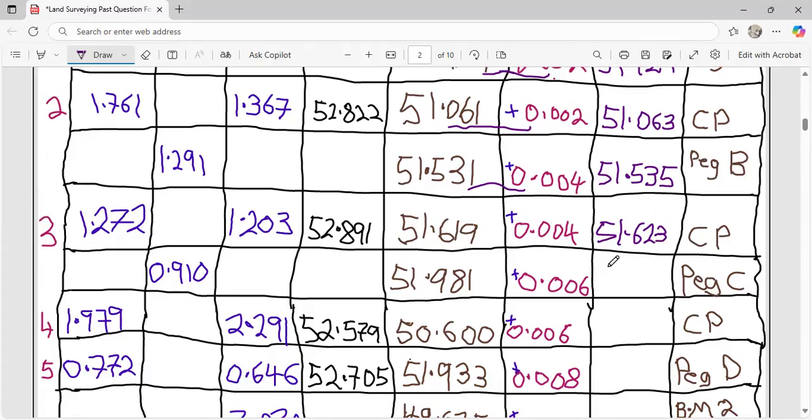In the next one too, when you perform it, let's quickly do that together. 51.981 plus 0.006. We're going to get 51.987. Okay. So that is what you do for the rest.